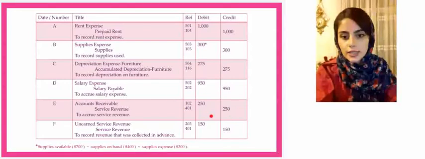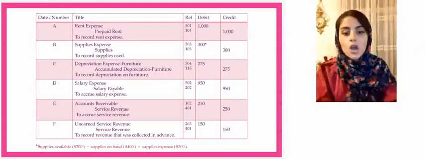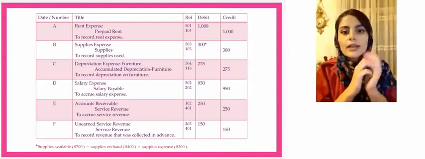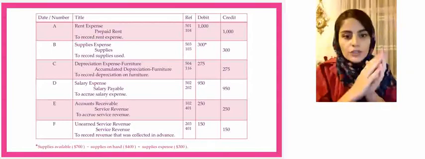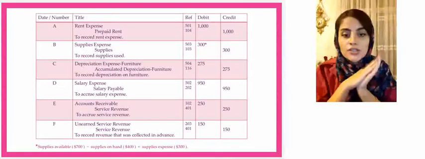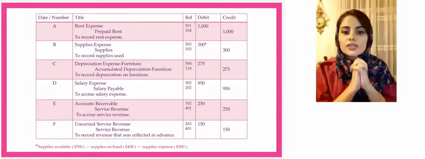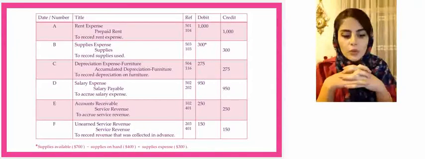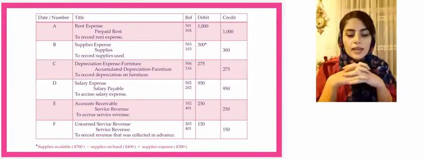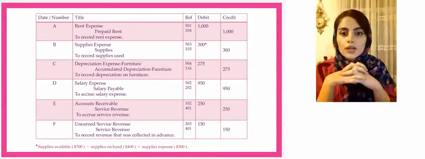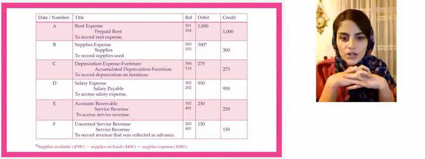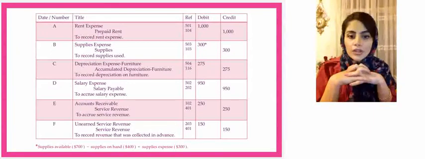On the next transaction, we have accrued service revenue $250. As you can see here, $250. Both of the accounts should be increased. Accounts receivable and service revenue to accrue service revenue. And then the last transaction says that unearned service revenue that was collected in advance and now has been earned, $150. So the entry is unearned service revenue and service revenue.